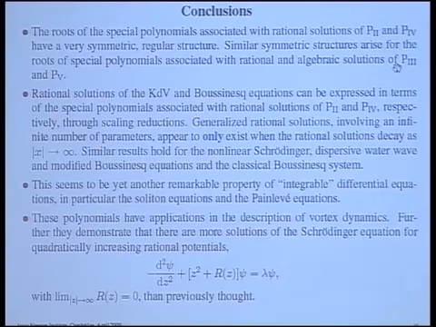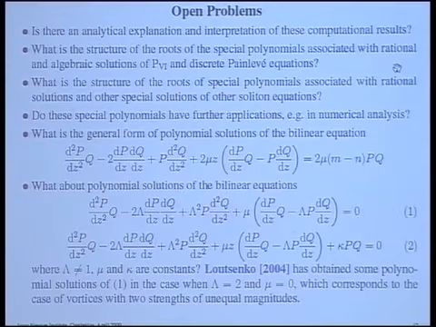And then I've shown that they've got applications in the description of vortex dynamics. In particular, I've shown that there are more solutions of this Schrödinger equation where R decays as z goes to infinity than had previously been thought. And so some open problems. I'm still wanting an explanation of why you get these pretty computational results.